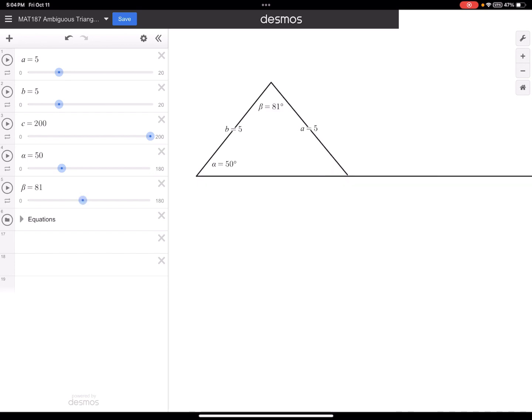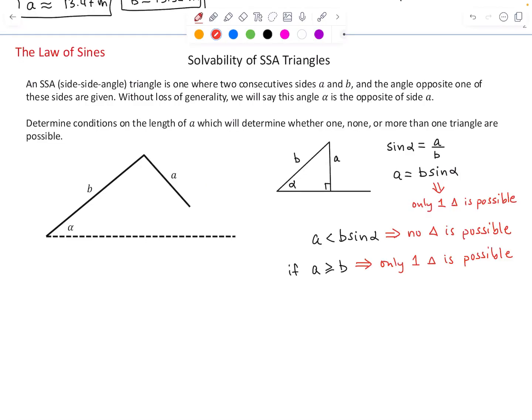Now if A goes longer than B, we will have a similar issue. Rotating beta to 0 won't allow us to complete a triangle, so we will only have the choice of rotating out this way until we intersect the horizontal line again. So if A is B or more, then only one triangle is possible. And it won't necessarily be a right triangle. Unlike up here when A is this perfect length, then the one triangle that's possible would have to be that right triangle.